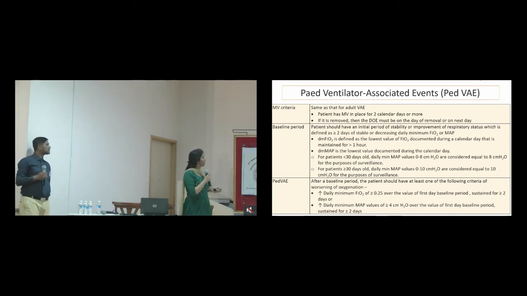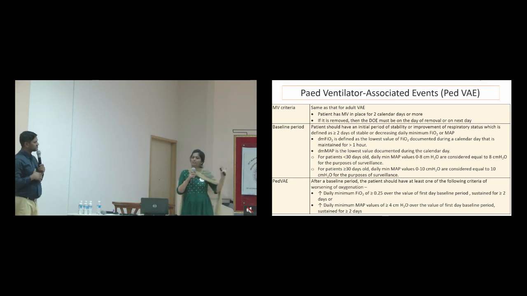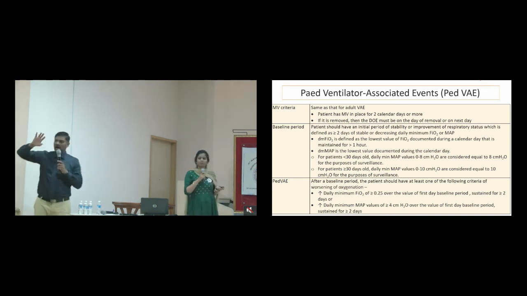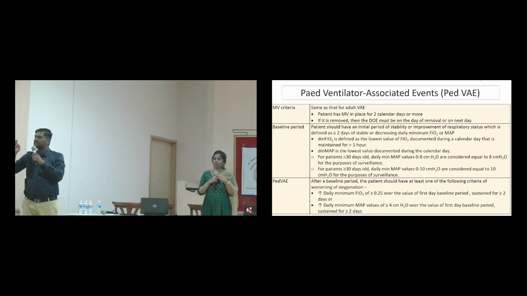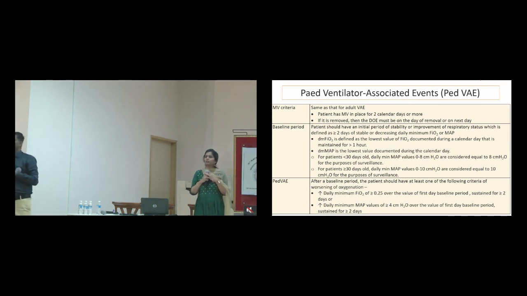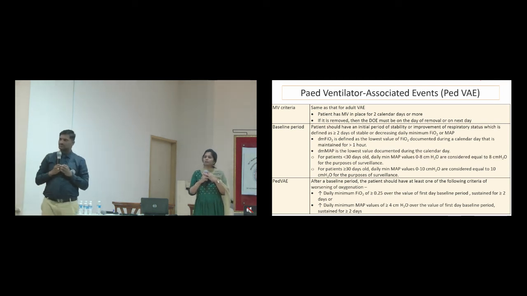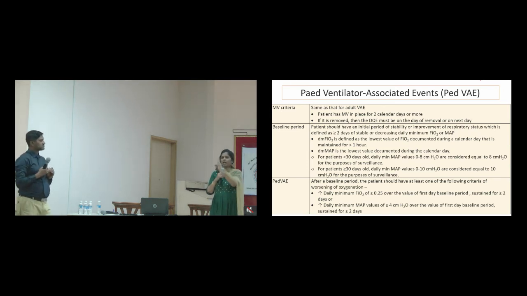Clear? I am not going to read all this due to lack of time. It is the same as what was discussed earlier. If adult VAE is clear, this is very easy. The only thing is there is no VAC, IVAC and PVAP. It is a single step definition. If this criteria is met, you label that as PED VAE. All definitions, daily minimum definition, window period, event, all of those apply except for those 3, that is VAC, IVAC, PVAP. The remaining are almost all the same here.